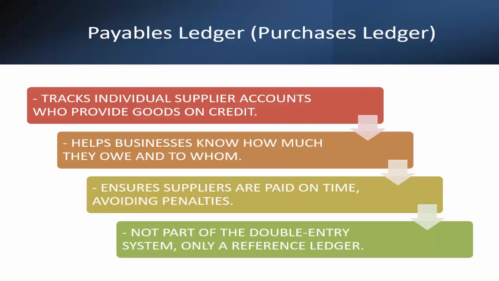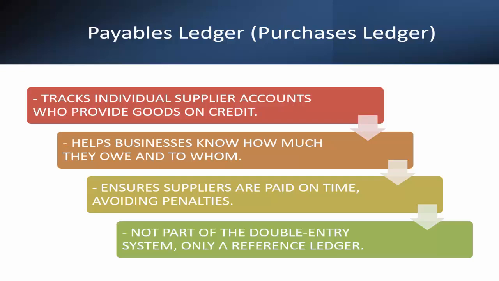If every individual supplier account was listed in the general ledger, it would quickly become overwhelmed with unnecessary details, making it difficult to use for financial analysis and decision-making. Instead, businesses use the Payables Ledger as a separate, more detailed tracking system, making it easy to see exactly who the business owes money to, the due dates for different invoices, a history of all past payments and outstanding balances. This ensures that every supplier is paid on time, avoiding late fees or damage to business relationships.